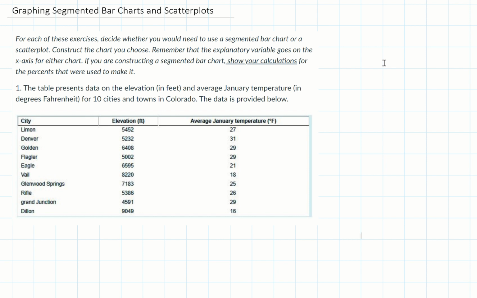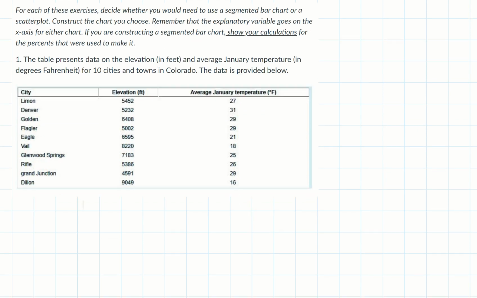Okay, so for each of these exercises, decide whether you want to use a segmented bar chart or a scatterplot. Construct the chart that you choose. Remember that the explanatory variable goes on the x-axis for either chart. If you're constructing a segmented bar chart, show your calculations for the percents that were used to make it.